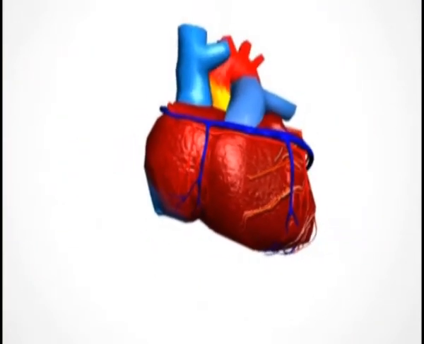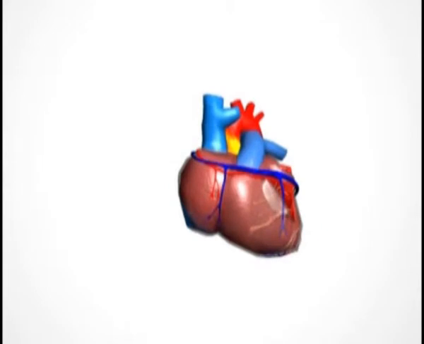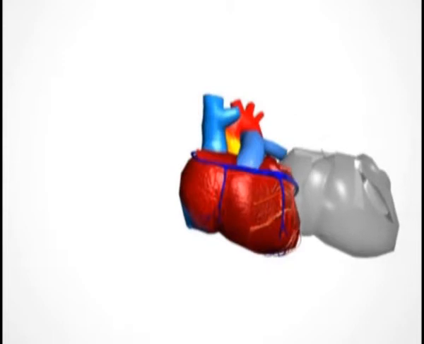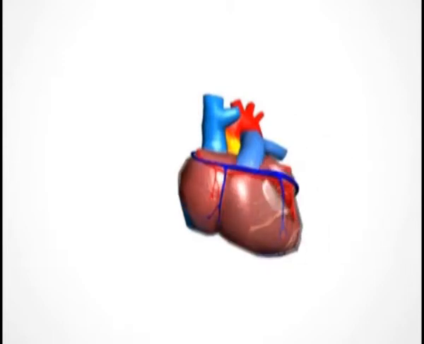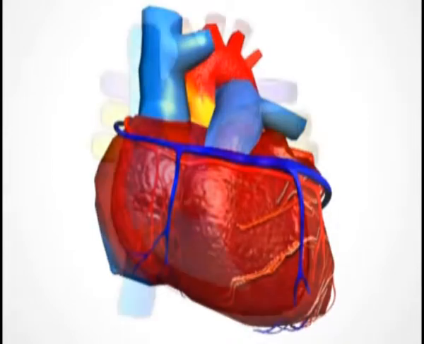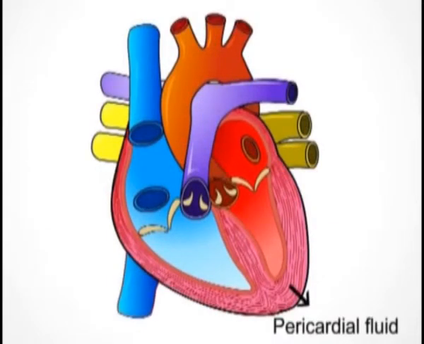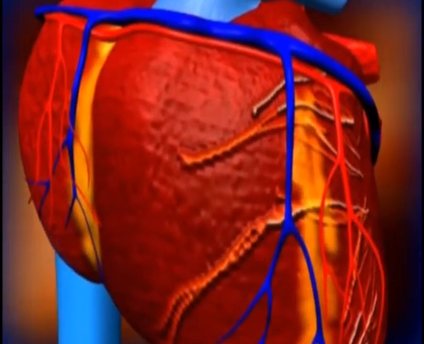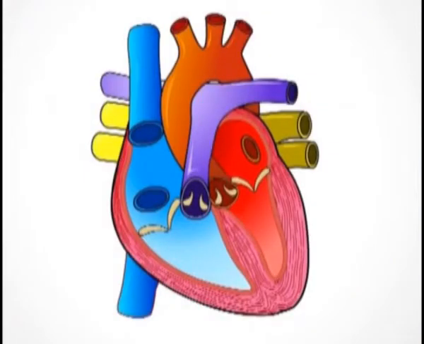Heart is protected by a transparent, thin, double-layered sac called the pericardium. The space between the inner and the outer layers is called the pericardial space or the pericardial sinus, filled with pericardial fluid. Heart is externally marked by two deep grooves which indicate that heart is internally divided into four chambers.